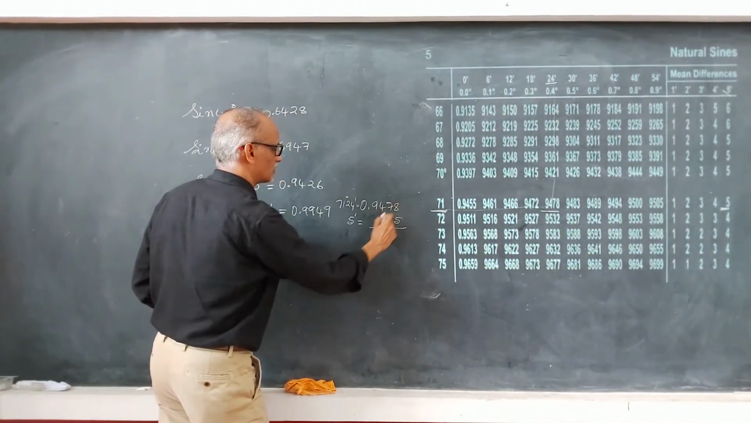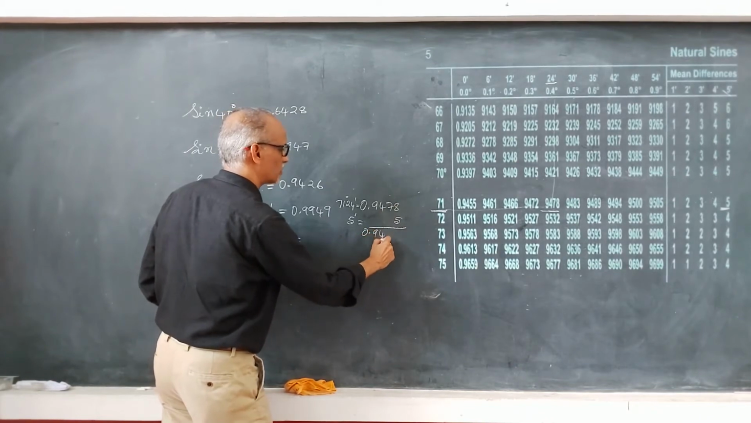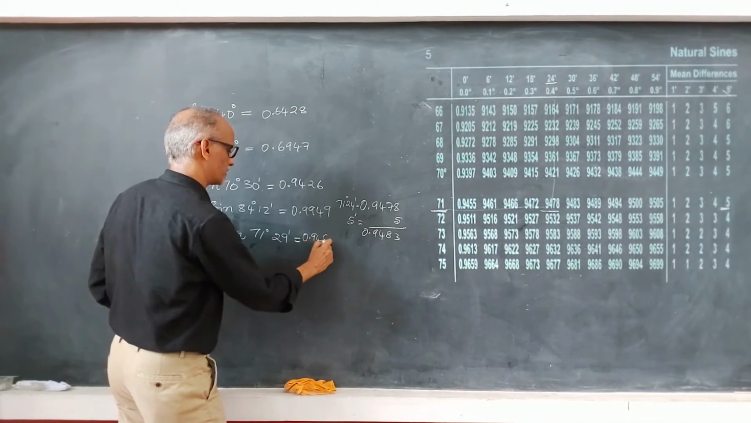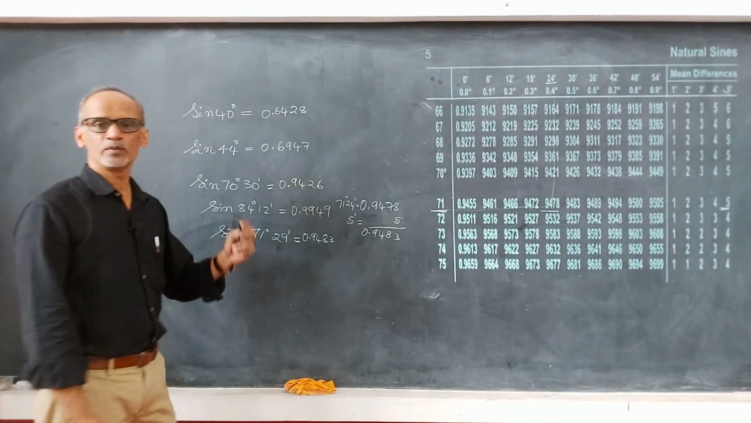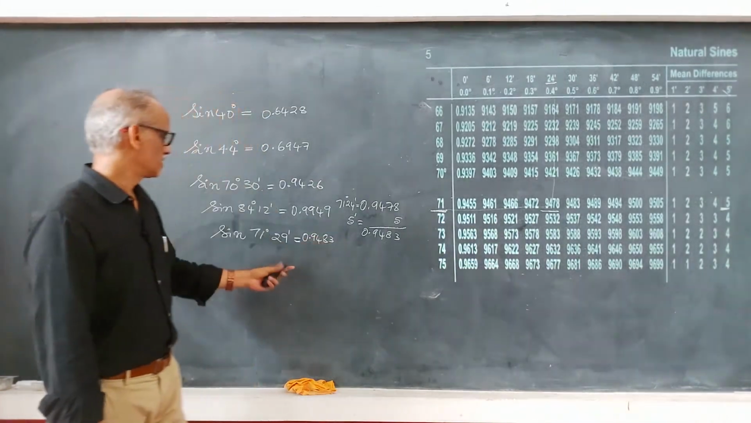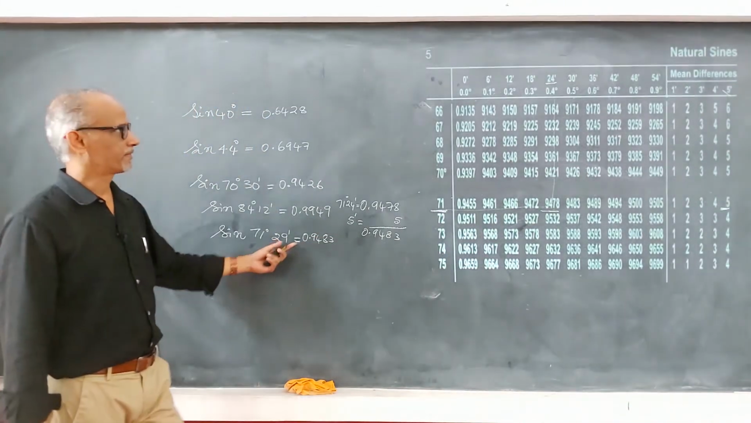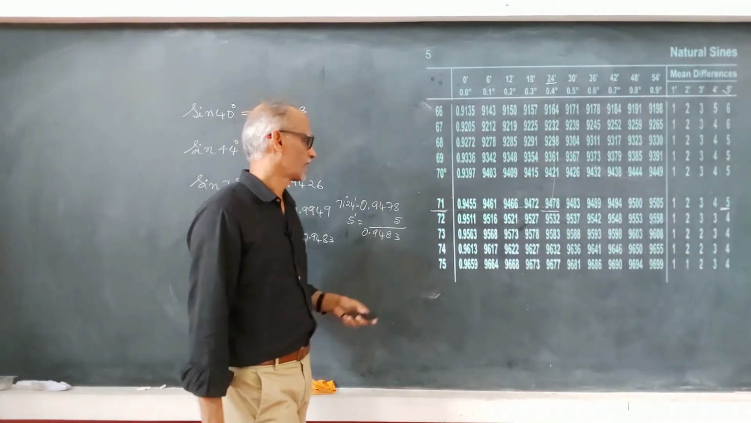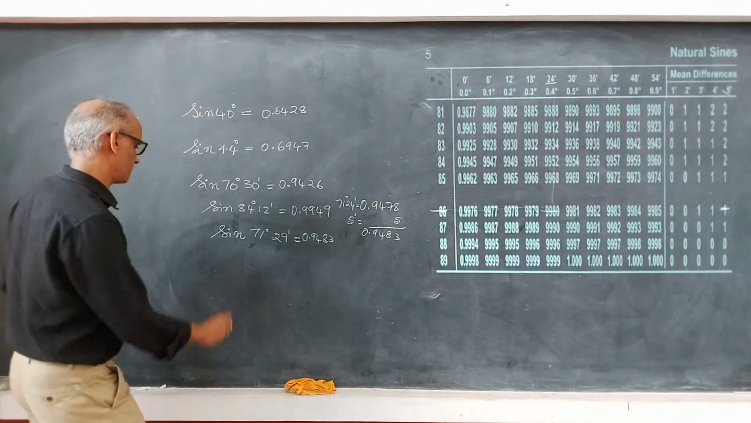So that will give you 0.9483. So, therefore, when do we use the mean difference? We use the mean difference when these minutes are different from the ones which are given here. Are you clear? So I will give you one more example.